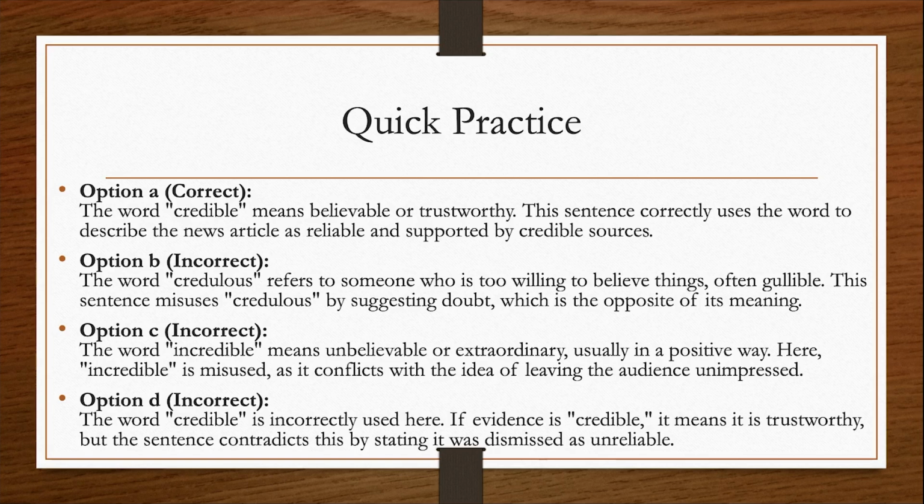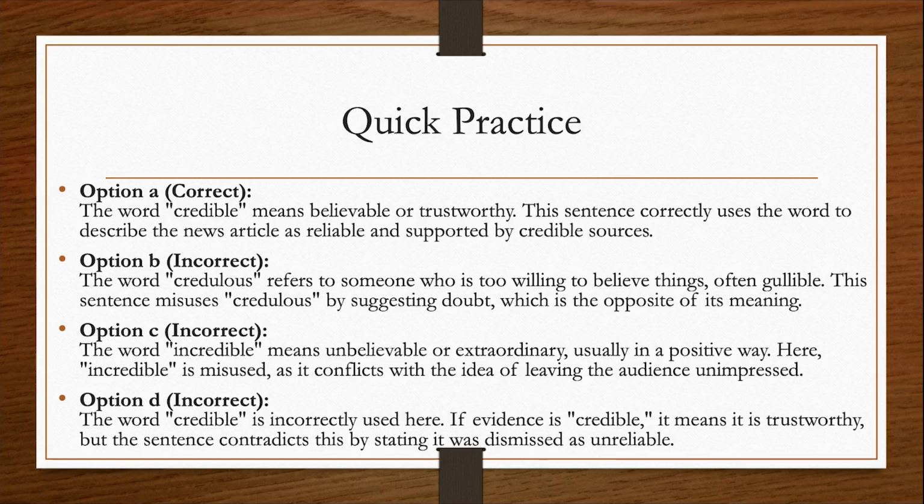The word credulous refers to someone who is willing to believe things, often gullible. This sentence misuses credulous by suggesting doubt, which is the opposite of its meaning. Option C, again incorrect. The word incredible means unbelievable or extraordinary, but in a positive sense. Here, incredible is misused as it conflicts with the idea of leaving the audience unimpressed. It should be leaving the audience impressed.